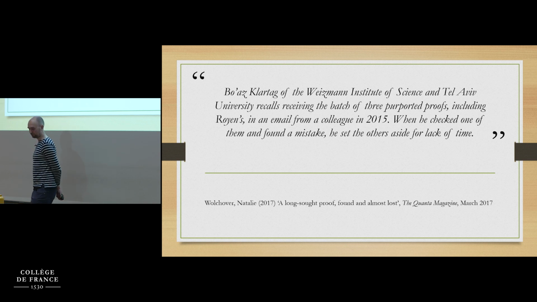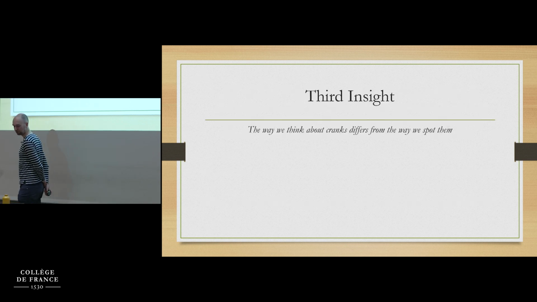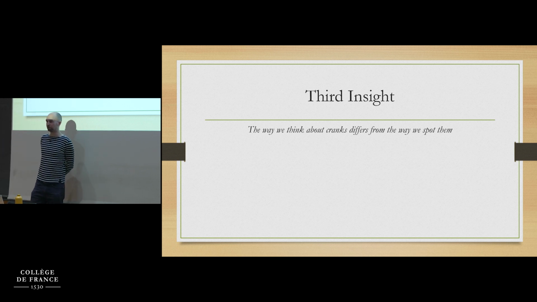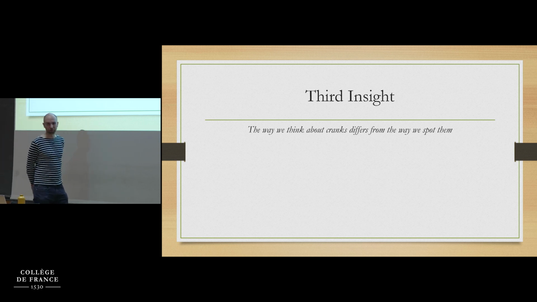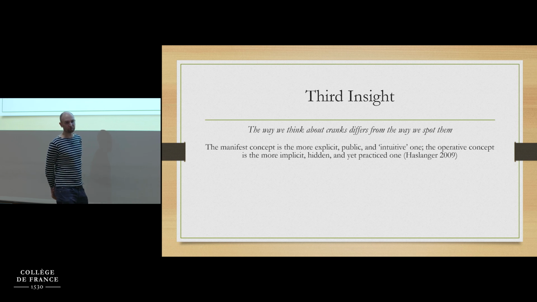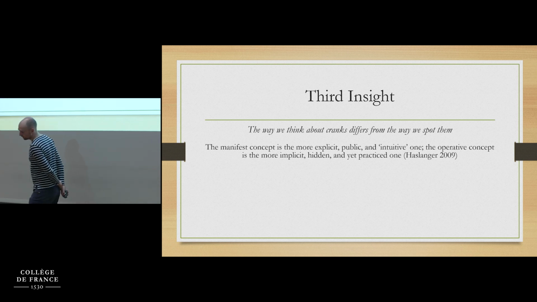Right, okay, so that was the second insight, and here's the third insight then, that the way we think about cranks differs from the way we spot them. And to say a little bit more on what I mean by we here, let me introduce this distinction between operative and manifest concept, which goes back to Haslanger. So Haslanger tells us that the manifest concept is the more explicit, public and intuitive one. The operative concept is more implicit, hidden and yet practiced one. What does this all mean?